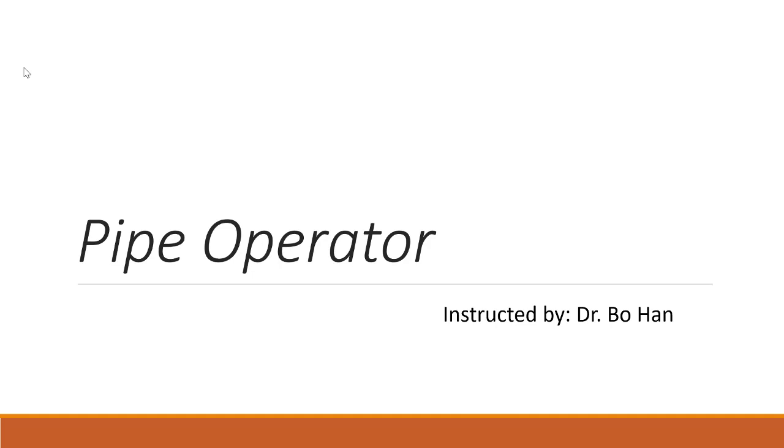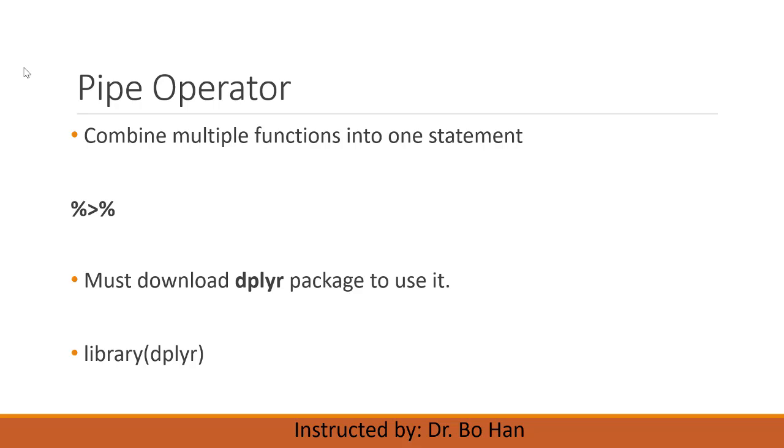Let's talk about the pipe operator in this video. The purpose of a pipe operator is to combine multiple functions into one statement when you use the R analytical language. This is what a pipe operator looks like. You have two percentage signs. Between them, you have a greater than sign. The three signs form a pipe operator.